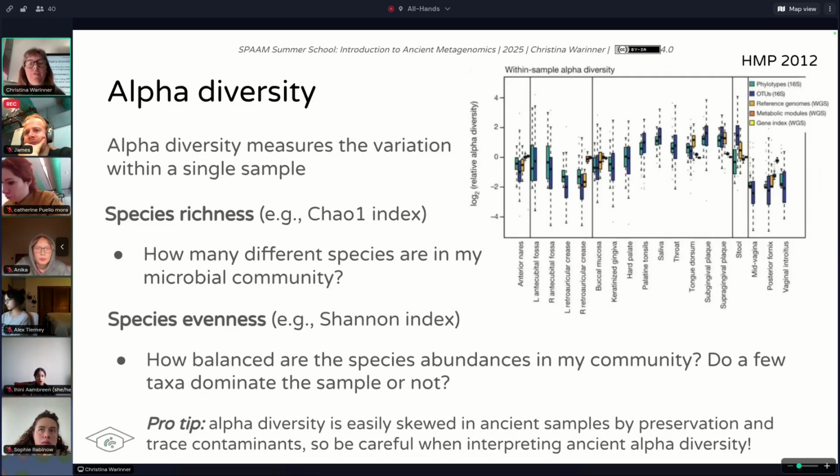You'll see these sorts of alpha diversity plots in a lot of publications, including, for example, this one here from the Human Microbiome Project, which showed that oral samples actually have pretty high alpha diversity.